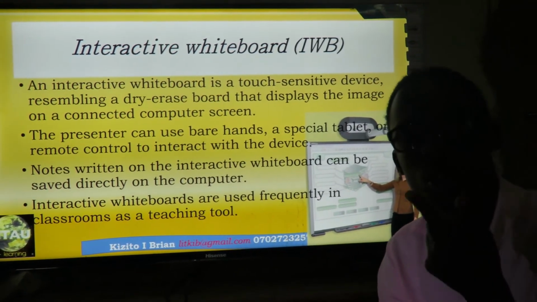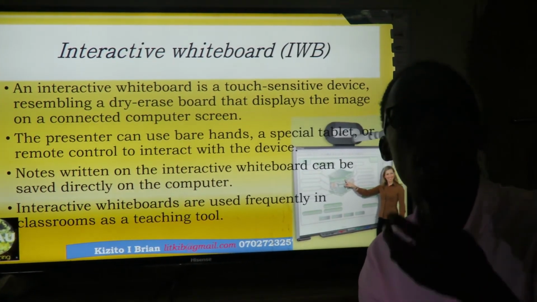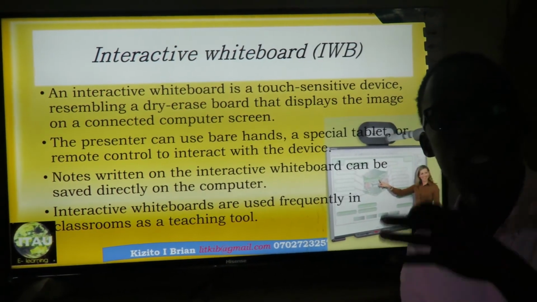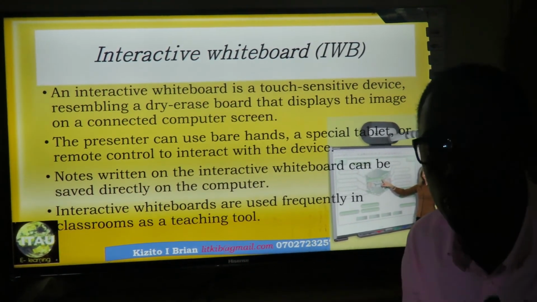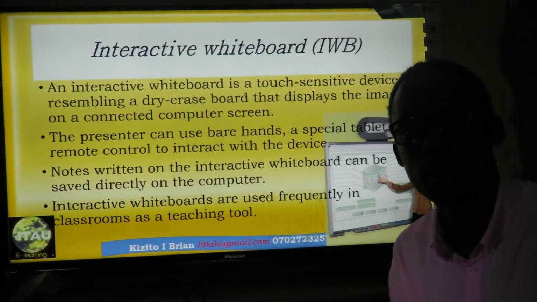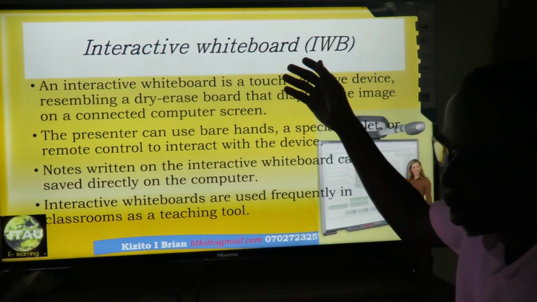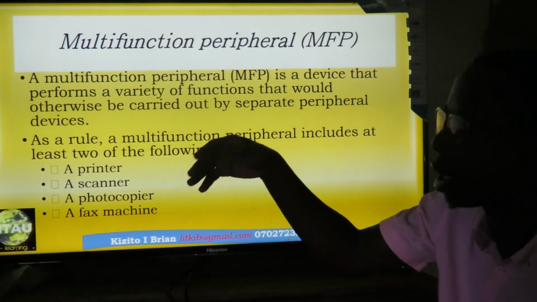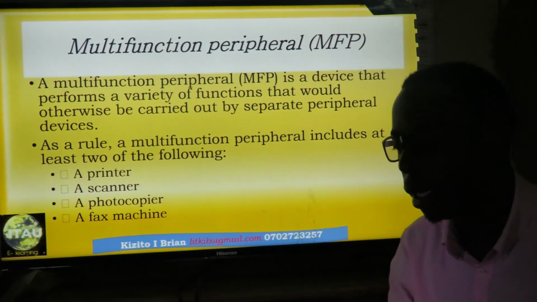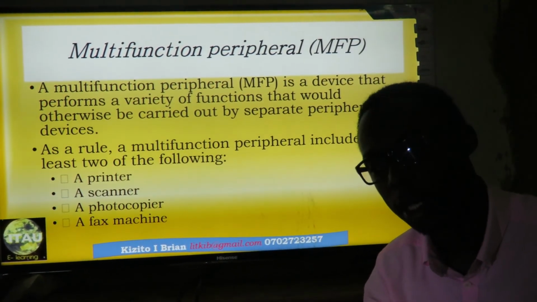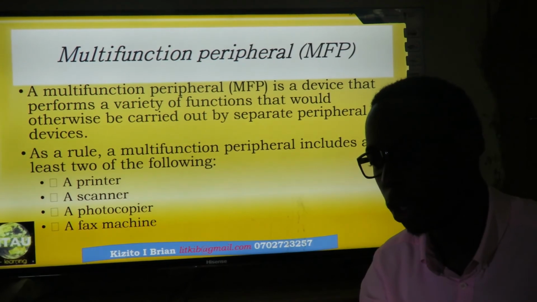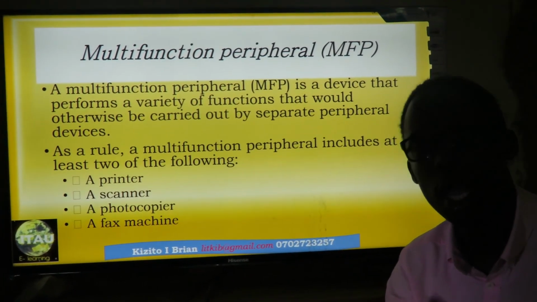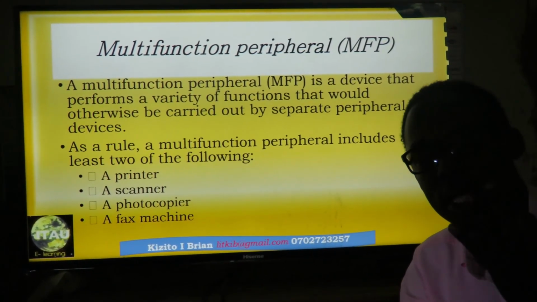Some examiners will trick you by asking you for I/O devices, input/output devices. These are devices that do both inputting and outputting. Okay? For example, my touch screen here, if I touch the screen, it will move to the next screen. That is interactive, like the interactive whiteboard. Then when you look at a multifunctional printer, it allows printing, photocopying, and scanning. It does three things.